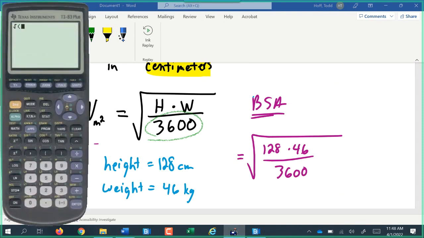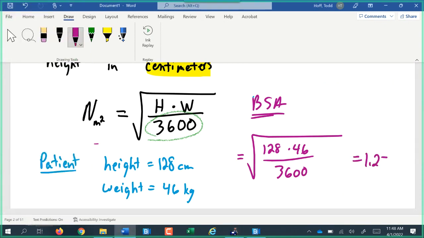So second square root. Make sure that if your calculator doesn't automatically put that open parentheses in there, you might have to put it in yourself. 128 times 46 divided by 3600. And we can just put it in as a single line like that. We don't have to separate it out at all. Make sure you close your parentheses to end your square root. And hit equals, we get 1.279. Which we're actually going to round to just 1.28 square meters.